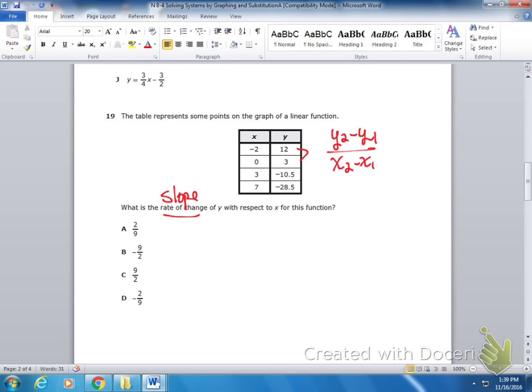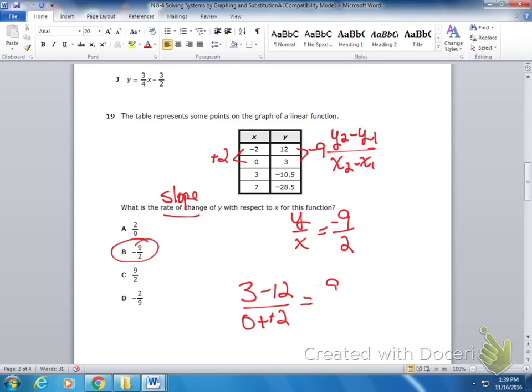But you could also do the change in y over the change in x, which is what a lot of you tried to do. To get from 12 to 3, I have to subtract 9. To get from negative 2 to 0, I have to add 2. So I can take that and do y over x, and you get negative 9 over 2, which is b. So you could do that the other way, too. It'd be 3 minus 12 over 0 minus negative 2, and you'd still get negative 9 over 2. So either way you do it is fine.